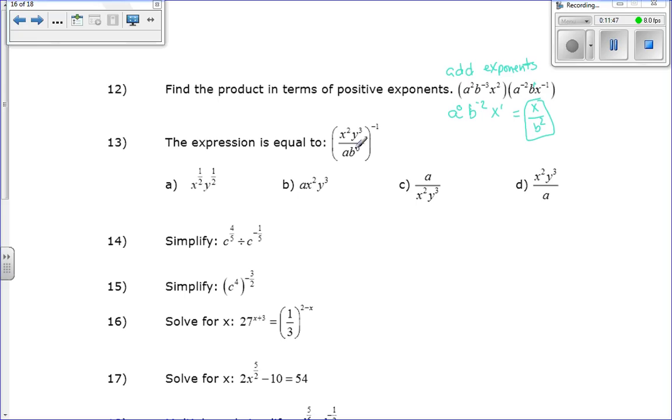For number 13, whenever you have a negative exponent, flip your fraction. I have a e to the 0, which is 1, so you don't have to write that anymore. I will have x squared y cubed, and this is being raised to the first power, so it is choice C.